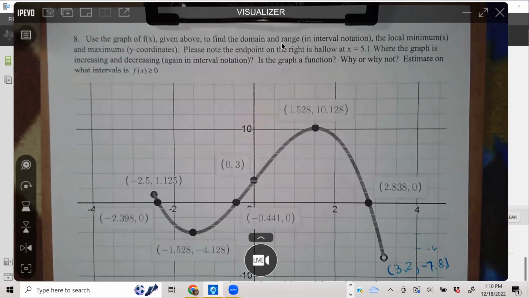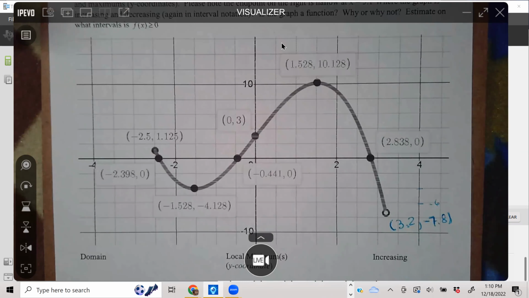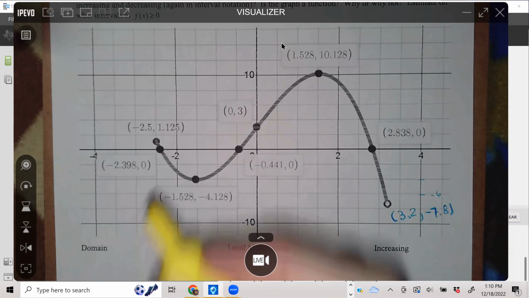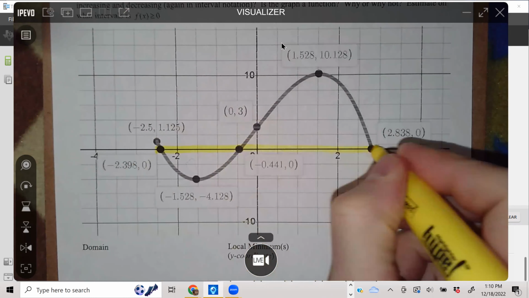Let's move on to this one, where really there's not much in the way of calculation. It's just a matter of, do you understand some of the things that are being asked? We'll start with the domain. The domain is your x values. So that's going to be here along the x-axis, all the way out to here.